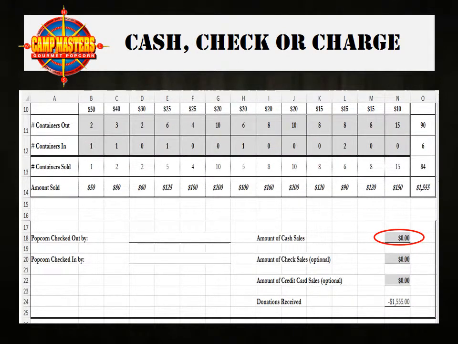Enter the amount of cash collected in cell N18. Enter the amount of checks collected in cell N20. Enter the amount of credit card sales in cell N22. The difference between the money collected and the amount of products sold will appear as donations in cell N24.